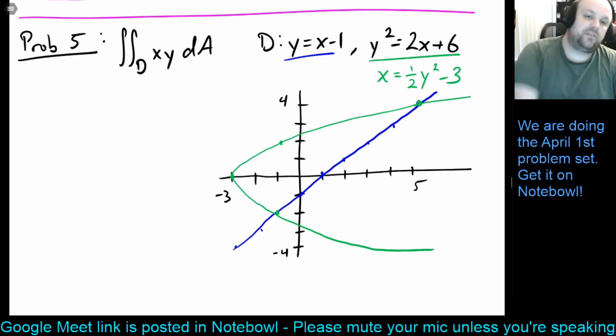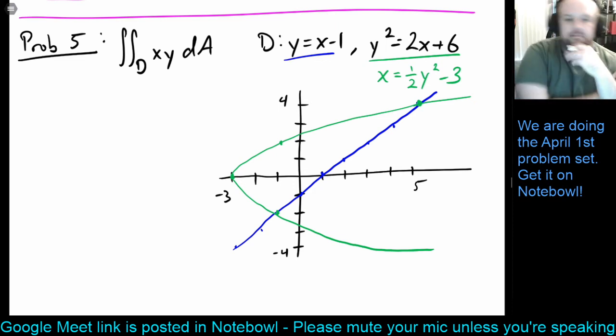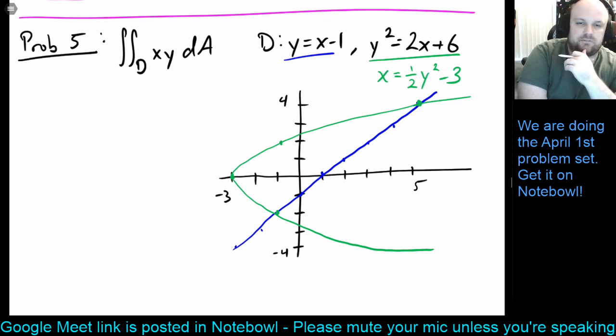So think of the region that's bounded here, and think, is it better to integrate with respect to x first or y first? In other words, should we integrate from left to right first or bottom to top first? Think which one would be better in this situation.